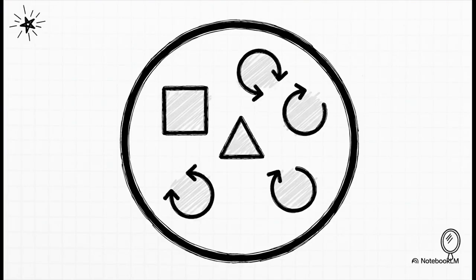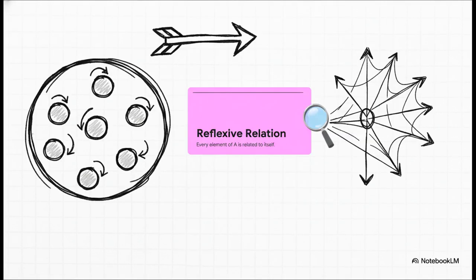Our very first rule is called reflexivity. This one is all about self-connection, and it's a really foundational check for any relation. So, a relation is reflexive if every single element in your starting set is related to itself. Just think of it like this. In a reflexive world, everyone is connected to themselves. It's a basic check for self-identity within the group.